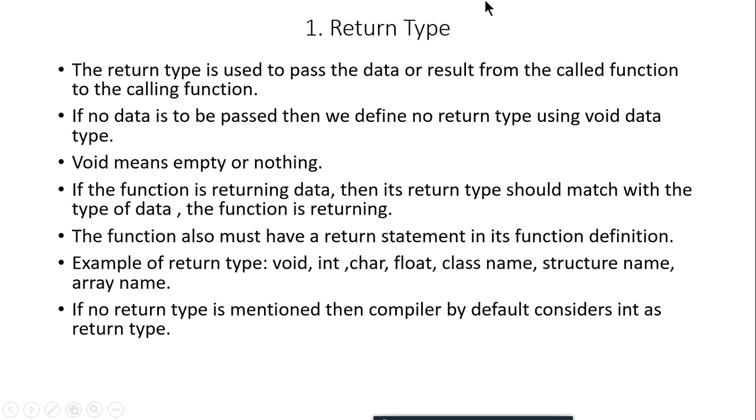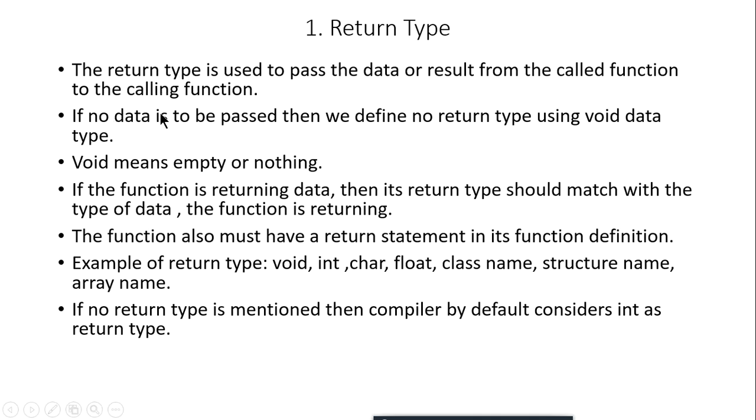So first of all, return type. Whenever you create or define a function, this function will be called from somewhere in the same program, which will be called the calling function, and the function which is called is the called function. Now, if the called function after execution wants to send some kind of data or result to the calling function, then return type is used.